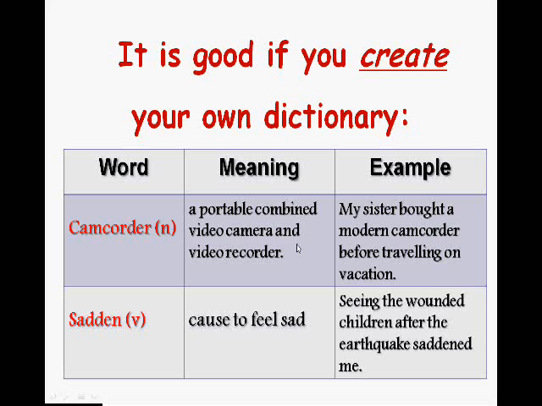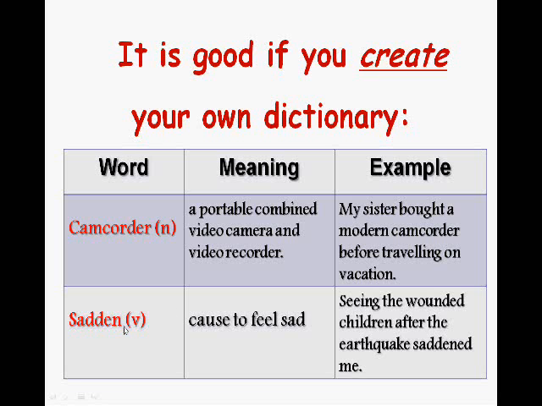So we just coined the 2 words, okay, so it became camcorder. This is a new word. And then we have the example. My sister bought a modern camcorder before traveling on vacation. So what do we mean by a camcorder? I can just use it in a sentence like that to show me the meaning, okay? Even if I did not understand what all this meaning is about, okay? By the way, the meanings here are taken from the Oxford Concise Dictionary, okay?